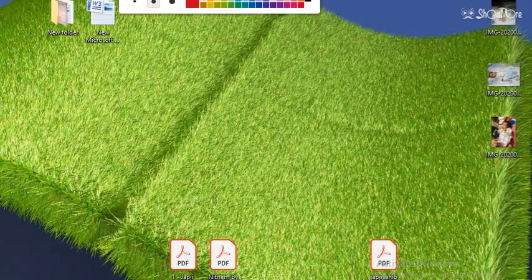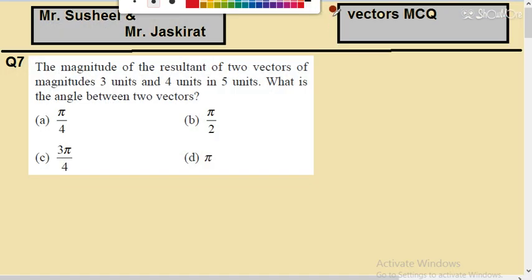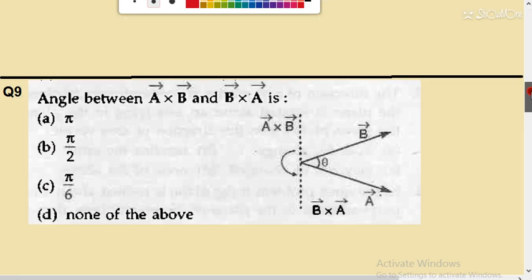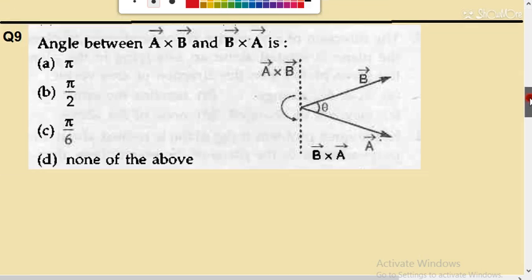So I hope the questions are clear. We were at question number 9, and the angle between A and B is upward, and B cross A is downward. So the answer for the given question was pi. So pi is the right answer for the given question, and option number A is the right one.